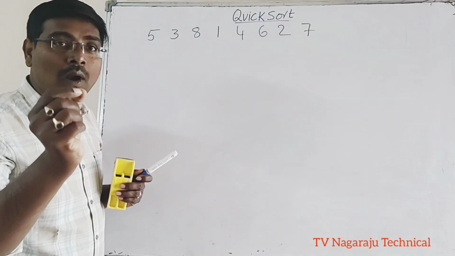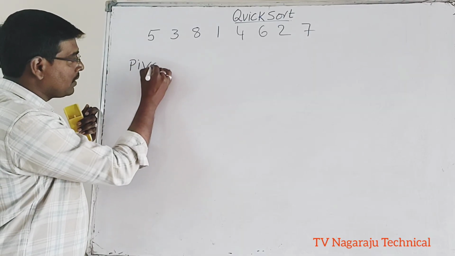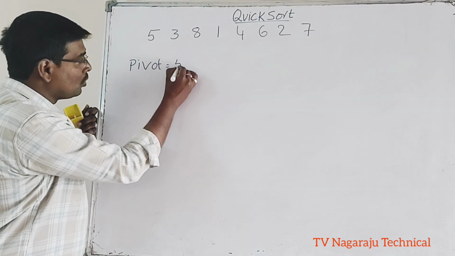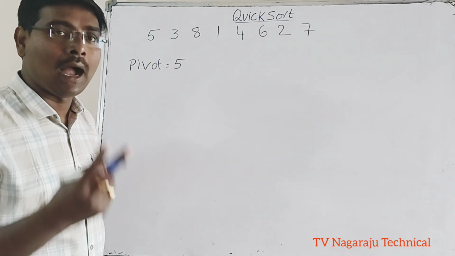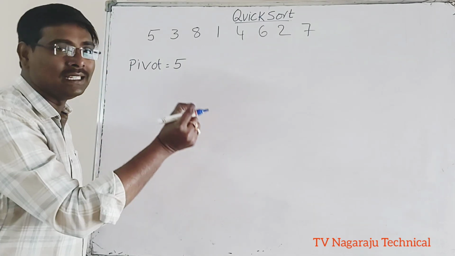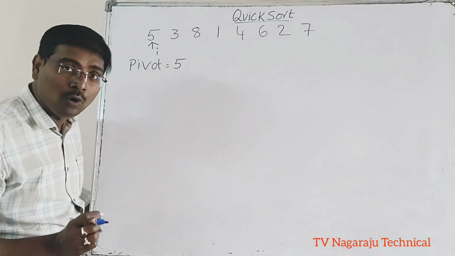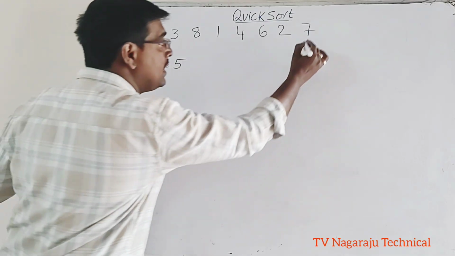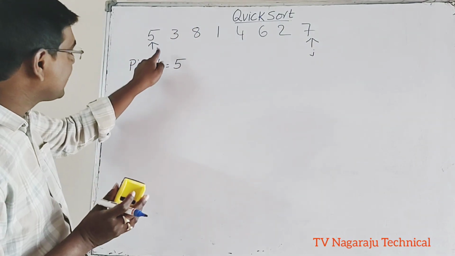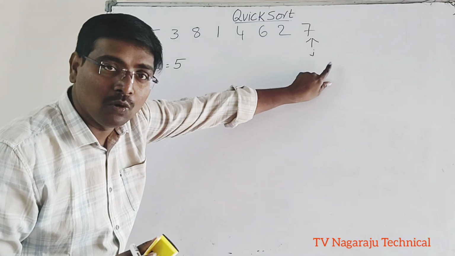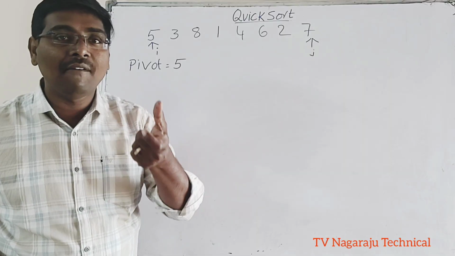Here assume one element as the pivot element. My assumption is the first element. Suppose pivot is equal to 5. Now I am using two pointers, i and j. Initially i points to the left node, that is the 0 position node, and j points to the last node. First check the condition i less than or equal to j. Whenever i is less than or equal to j, we are doing our comparisons.